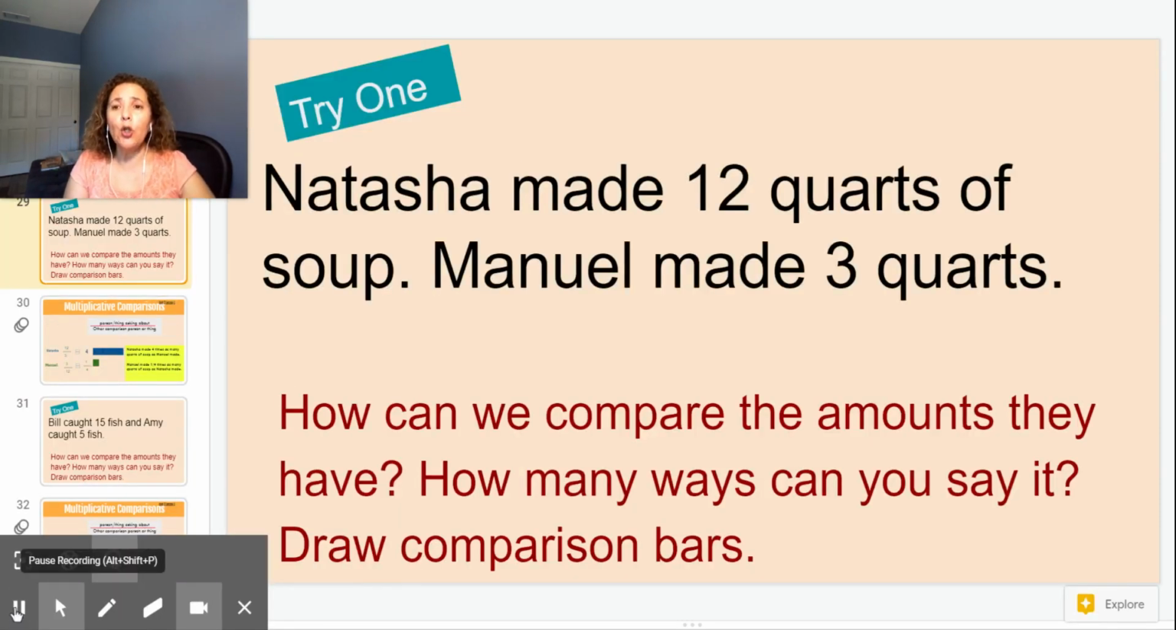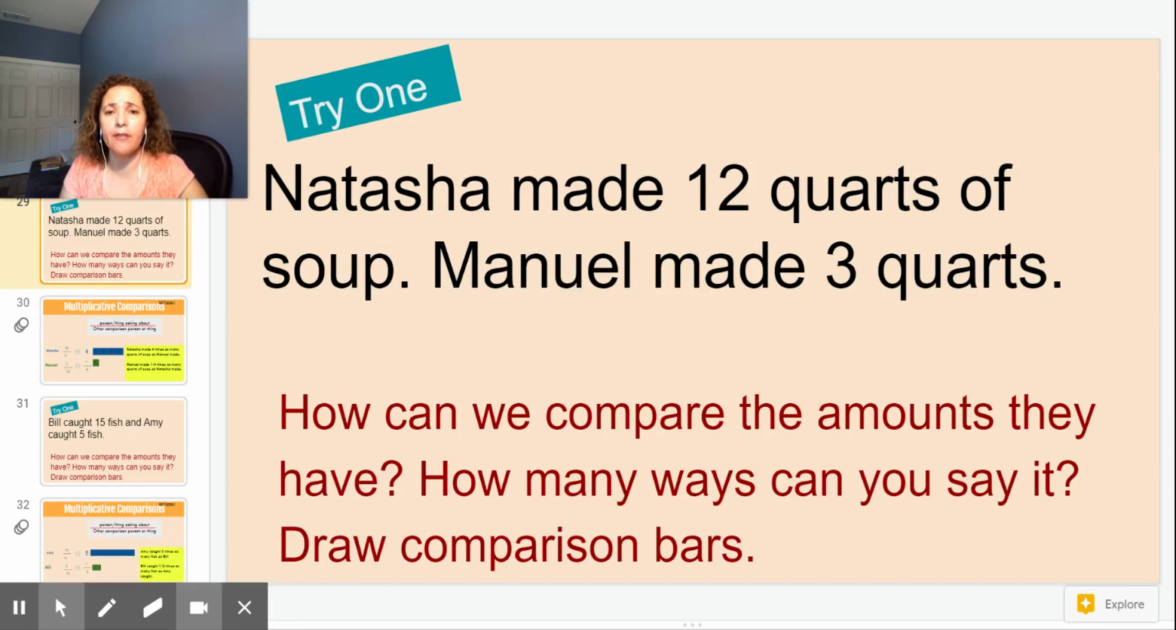Okay, so now you try one. Natasha made 12 quarts of soup. Manuel made 3 quarts of soup. So how can we compare them? How many ways can you say it? So the 2 different ways, remember that we said it, and draw some comparison bars like I did on the previous one.